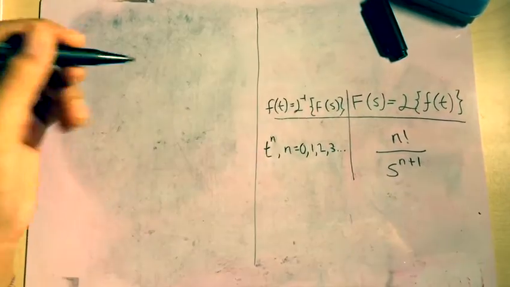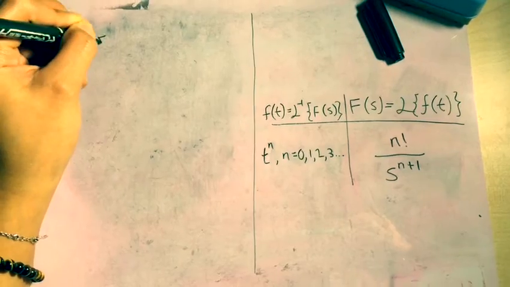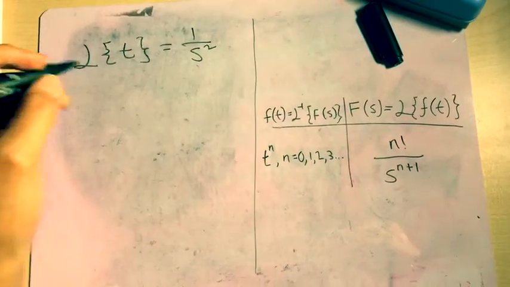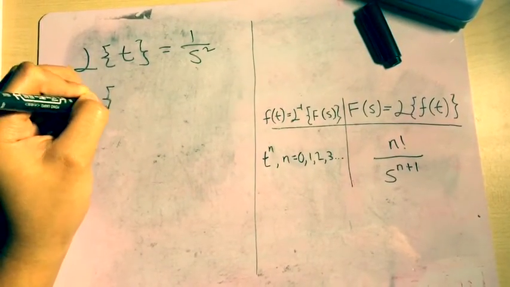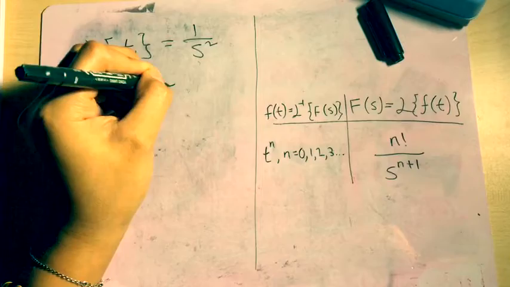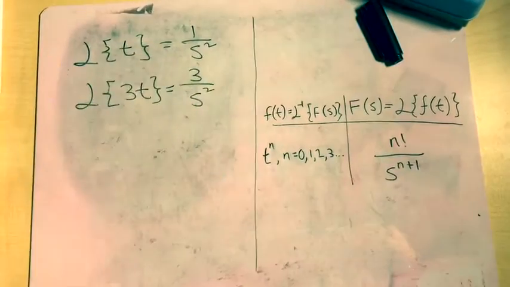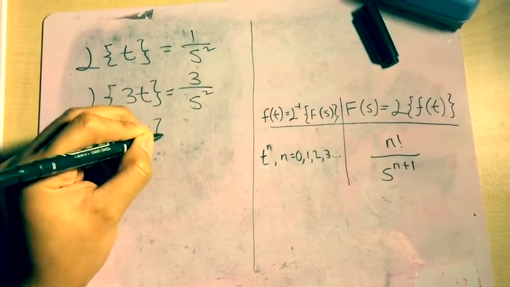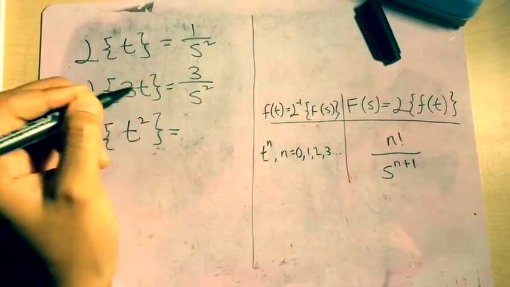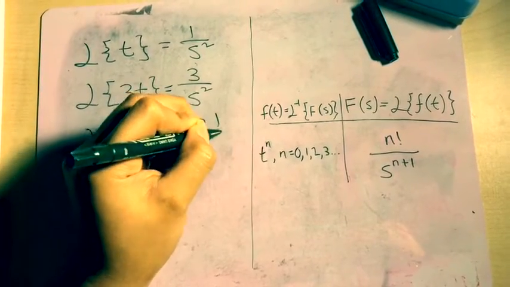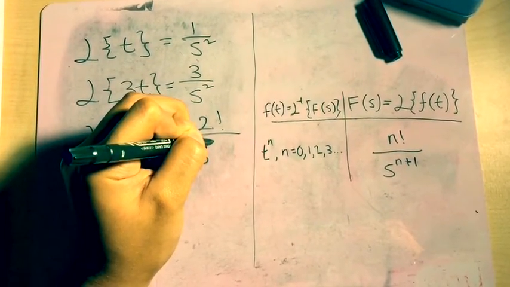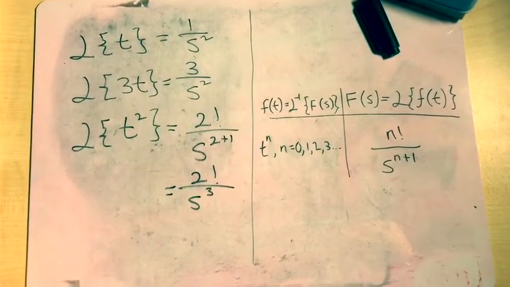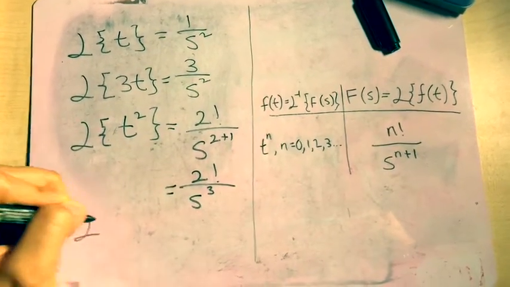Here we look at another common function. Laplace transform of t is equal to 1 over s squared. If you were asked to find Laplace transform of 3t, it will be equal to 3 over s squared. Another example, Laplace transform of t squared will be equal to 2 factorial over s to the power 2 plus 1. That would equal 2 factorial over s to the power 3. One last example.